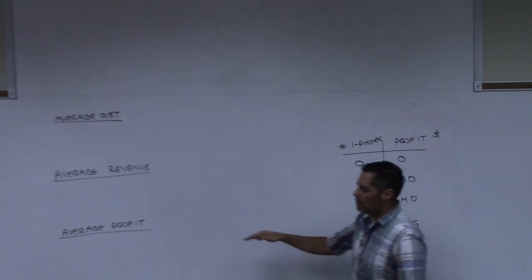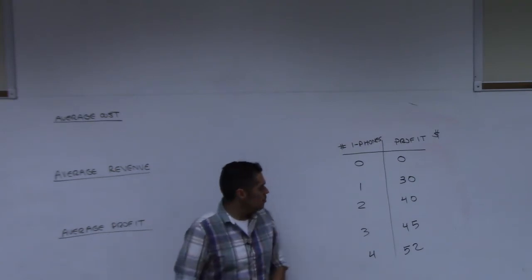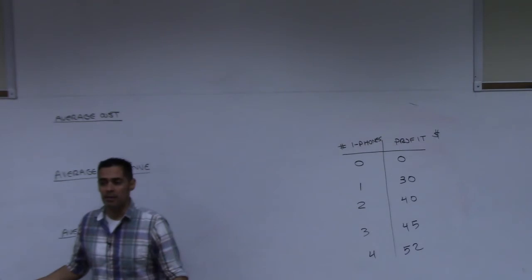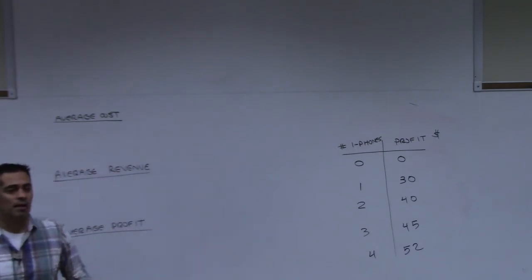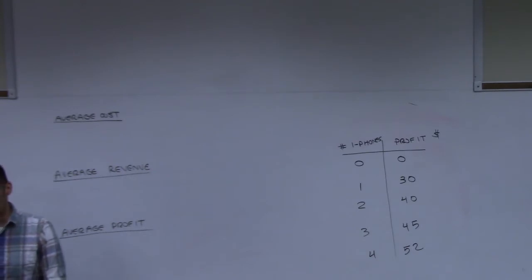Now we want to talk about this thing called average cost or revenue or profit. So what was my total profit if I sold 4 phones? $52, right? What is my average profit per phone?